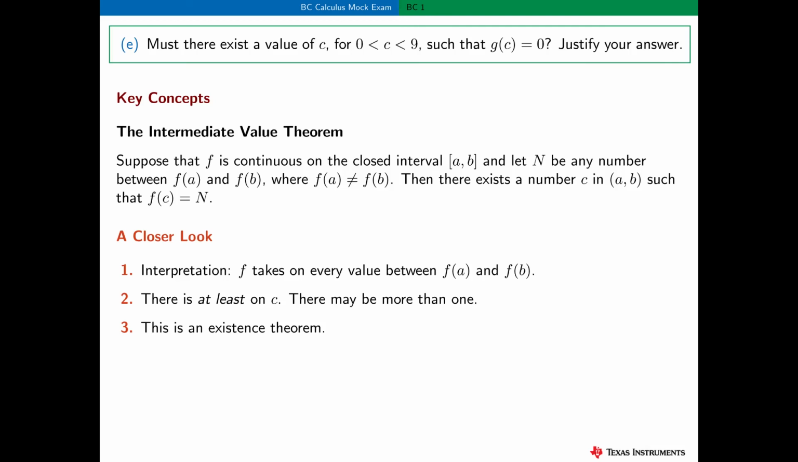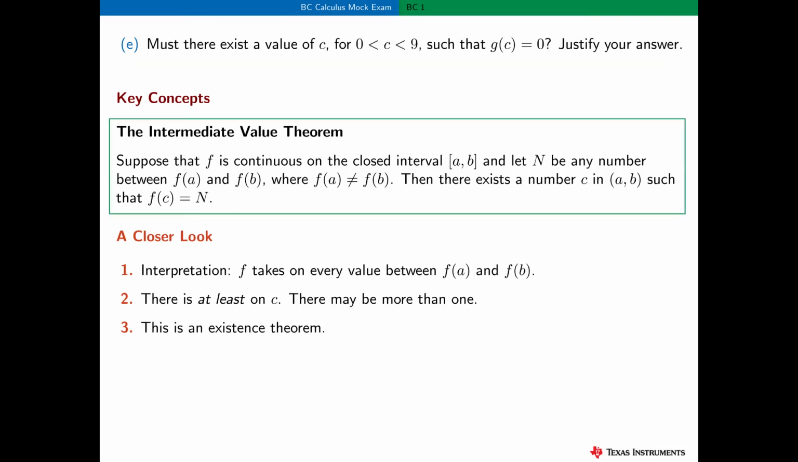In Part E, we need to determine if there is a value c between 0 and 9, such that g of c is equal to 0. And of course, we need to justify the answer. The key concept needed to solve this problem is the Intermediate Value Theorem.